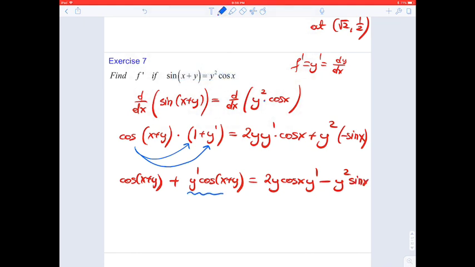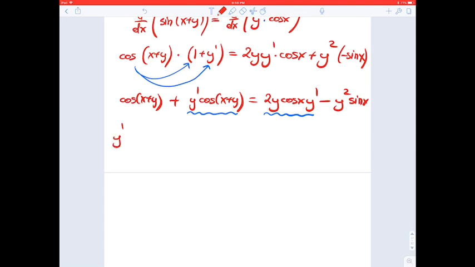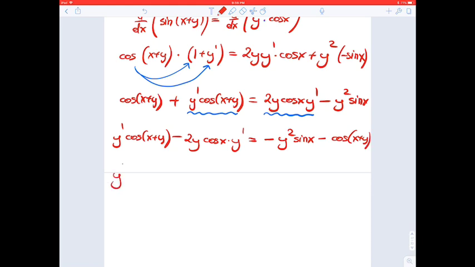We see that this term contains y prime and this one contains y prime. Let's have them on one side of the equation: y prime cosine of x plus y minus 2y cosine of x y prime. And I will keep negative y squared sine of x on this side, and I will subtract cosine of x plus y from both sides. Let's factor out y prime.